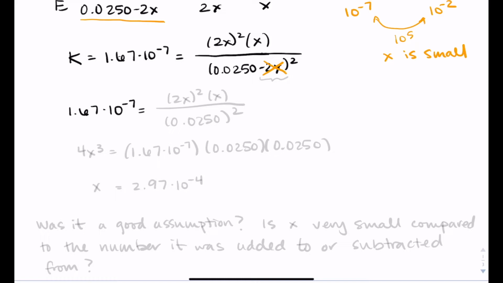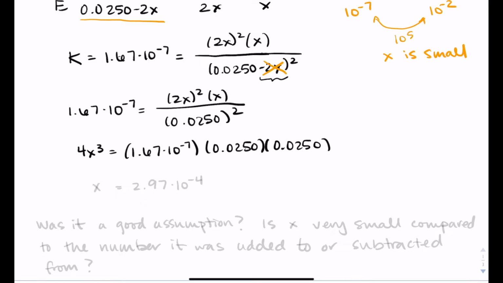We're looking at 1.67 times 10 to the minus 7th is equal to 2x quantity squared times x divided by 0.0250 squared. So 4x cubed equals 1.67 times 10 to the minus 7th times 0.025 times 0.025. They're just all numbers, so I can just solve for x. I can divide and then take a cubed root, which gives me x is equal to 2.97 times 10 to the minus 4th. The question is, was it a good assumption?